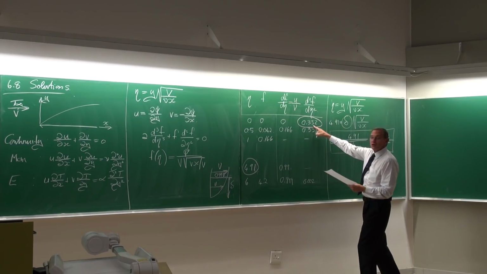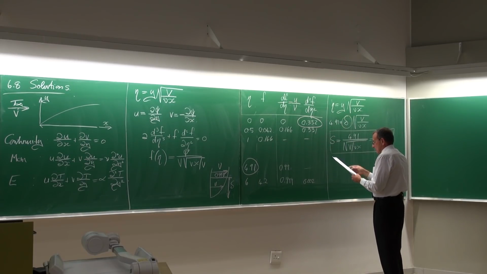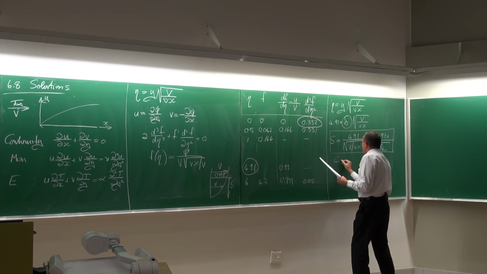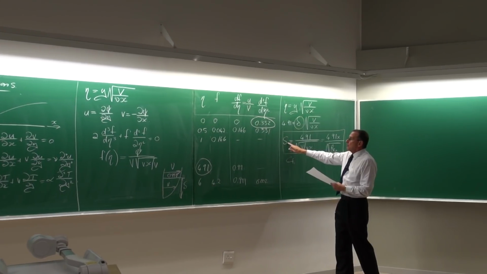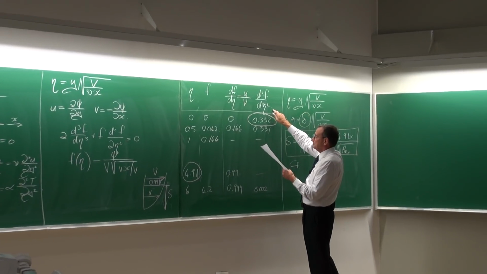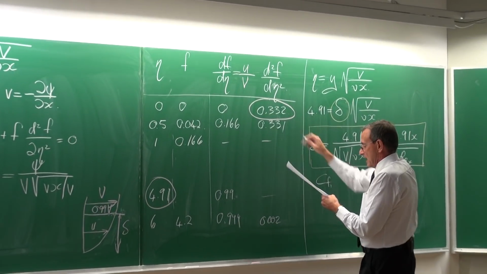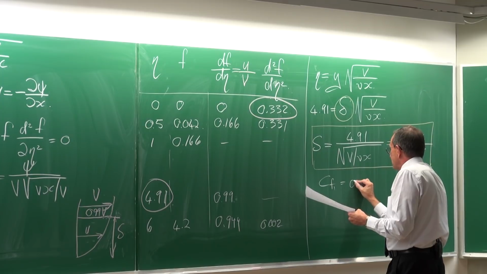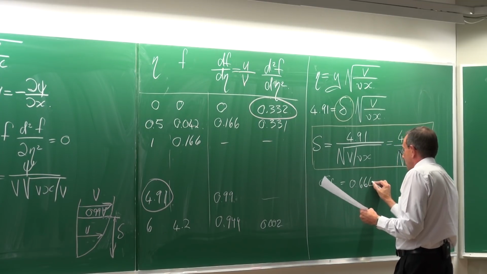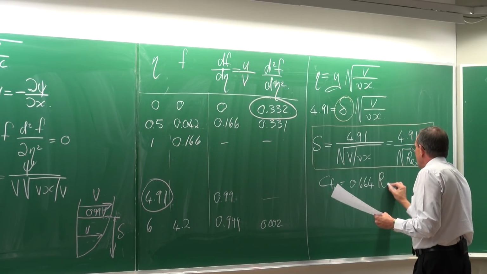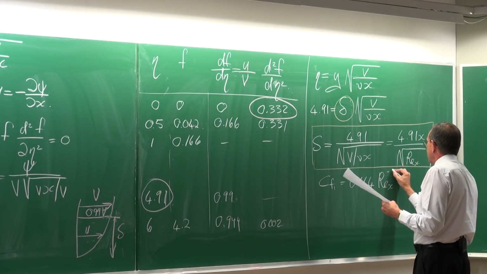Now, this one is also special because in a similar way to solving the boundary layer thickness, this value will then be equal to 0.664 times the local Reynolds number x to the minus a half.